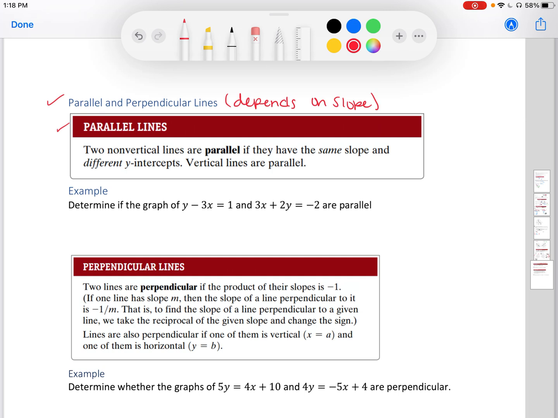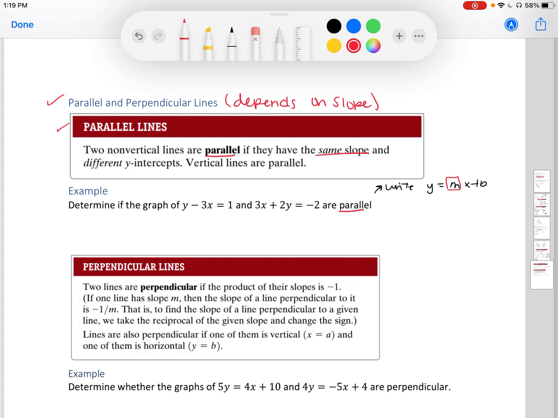Determine if the graphs of y minus 3x equals 1 and 3x plus 2y equals negative 2 are parallel. So for them to be parallel, they must have the same slope. But here, it's kind of hard to compare the two slopes. So let's take the time to write them as y equals mx plus b, because this way I can easily pick out our slope. All right, let's go ahead and do that.